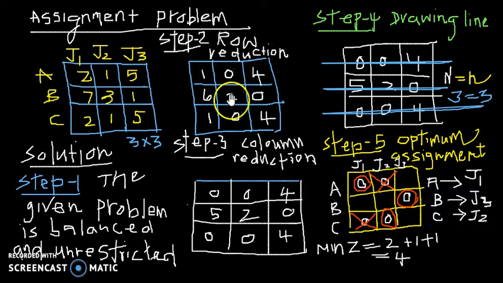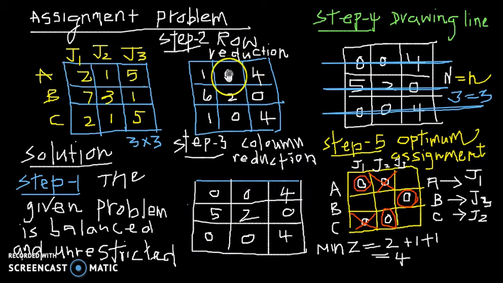Row reduction is over. Now we have to do the column reduction, the same way, but instead of rows we are taking columns. The first column, the least element is 1. Take that, subtract from all other elements. 1 minus 1, 0. 6 minus 1, 5. And 1 minus 1, 0.